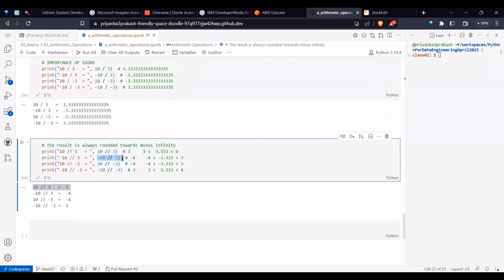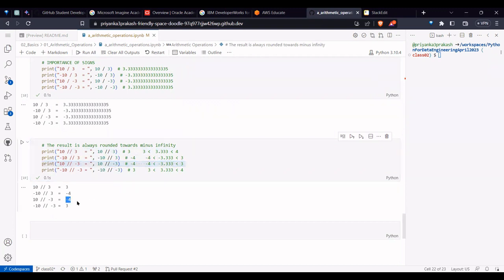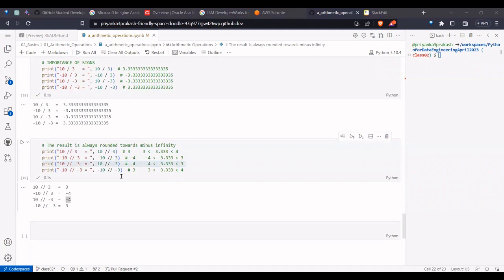If one of them is negative, then it will try to push towards the lesser value. Meaning it will round off to the integer. So that's the reason you get 4, minus 4. Similarly here, in this case, it will round off to minus 4. When one of them is negative, it will round off like this, to the lower value. So that is how floor division works.